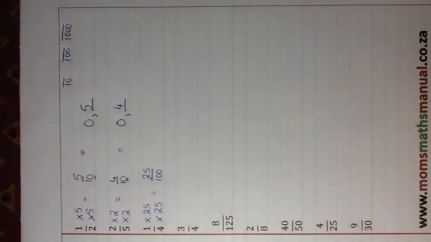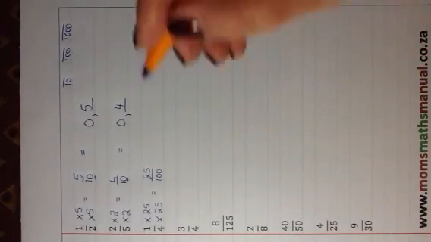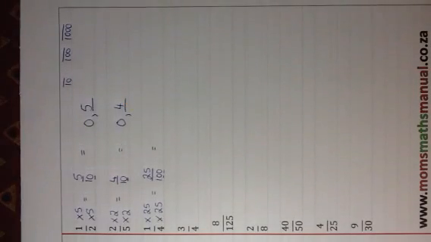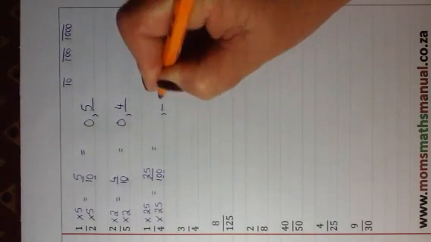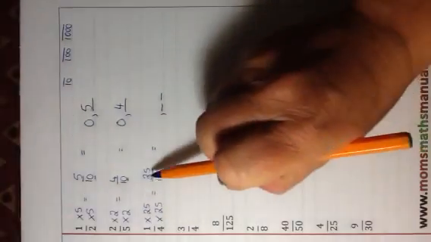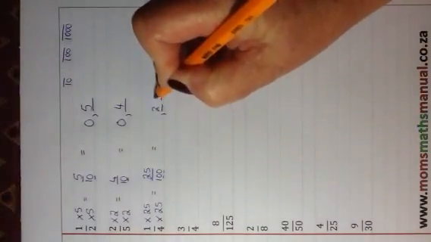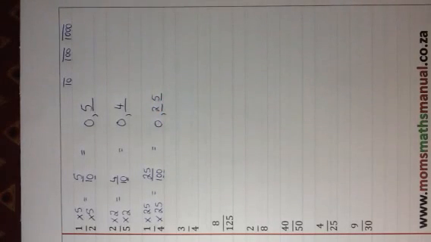Now we're going to change our decimal fraction to a decimal number. Because there are 2 zeros in our denominator, I'm going to go comma, dash, dash. That means I'm going to take my numerator 25 and put it behind the comma, and my answer is 0,25.